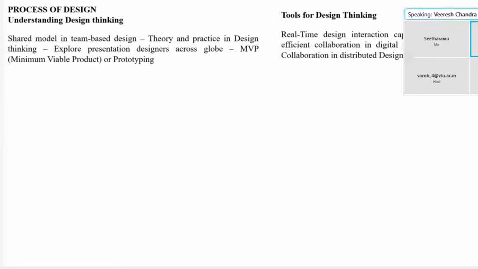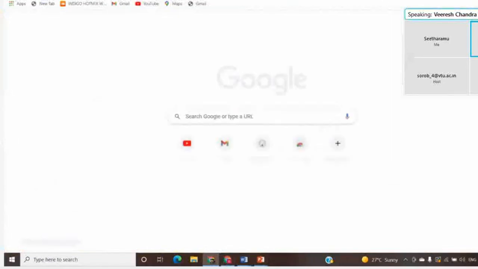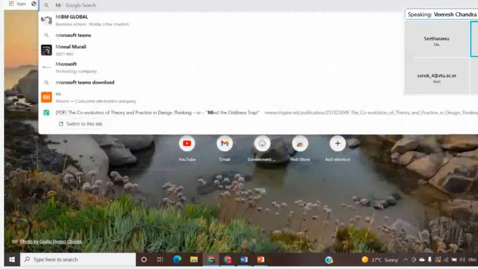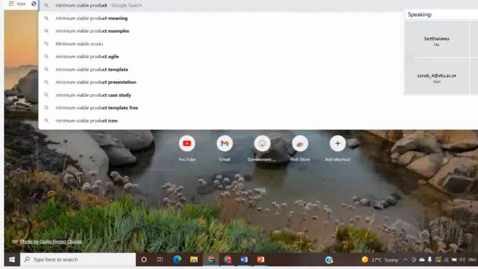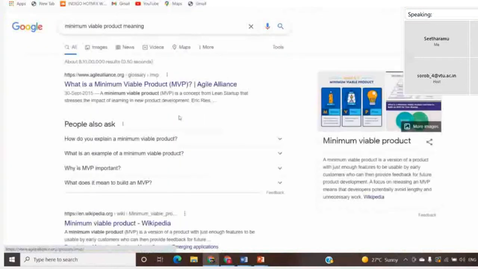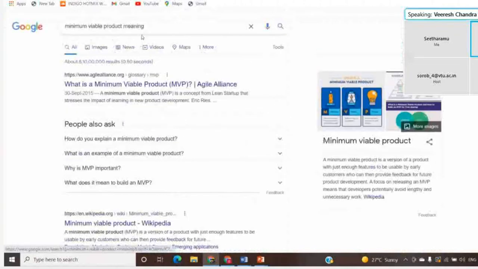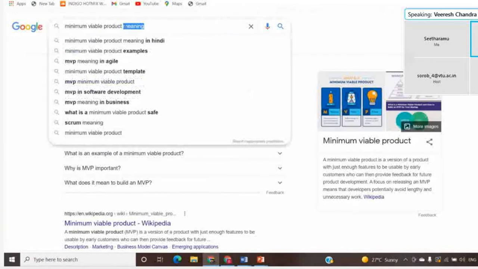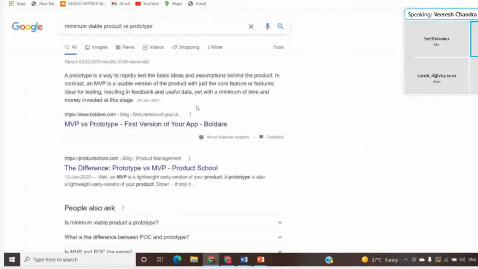Sir, link for MVP. So just a second, what we can do is we can just type here. So you can get minimum viable product meaning. What exactly is it? We have Wikipedia itself. Okay, and if we want the difference, see, minimum viable product versus prototype. What is a prototype? So the difference. Here you can see the difference.